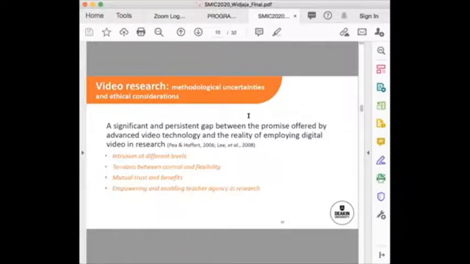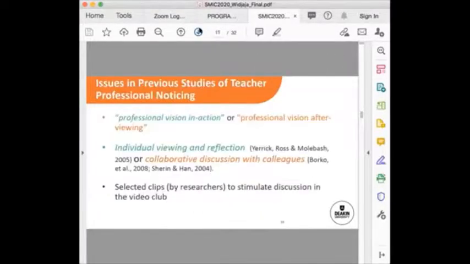Obviously, with any video classroom settings, you need to have a certain level of mutual trust, and teachers need to understand the benefit of doing that research for themselves as well, and how that process can empower and enable teacher agency by getting involved in the study. So there are different issues that are highlighted in some of the earlier studies.